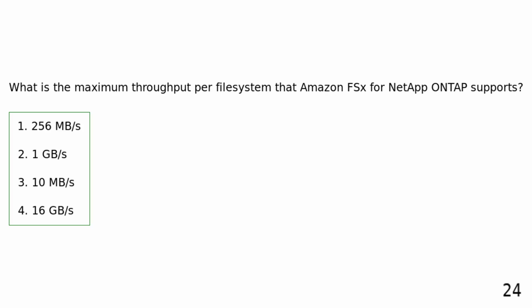What is the maximum throughput per file system that Amazon FSx for NetApp ONTAP supports? 256 megabytes per second. 1 gigabyte per second. 10 megabytes per second. 16 gigabytes per second. Amazon FSx for NetApp ONTAP supports up to 16 gigabytes per second of throughput per file system.